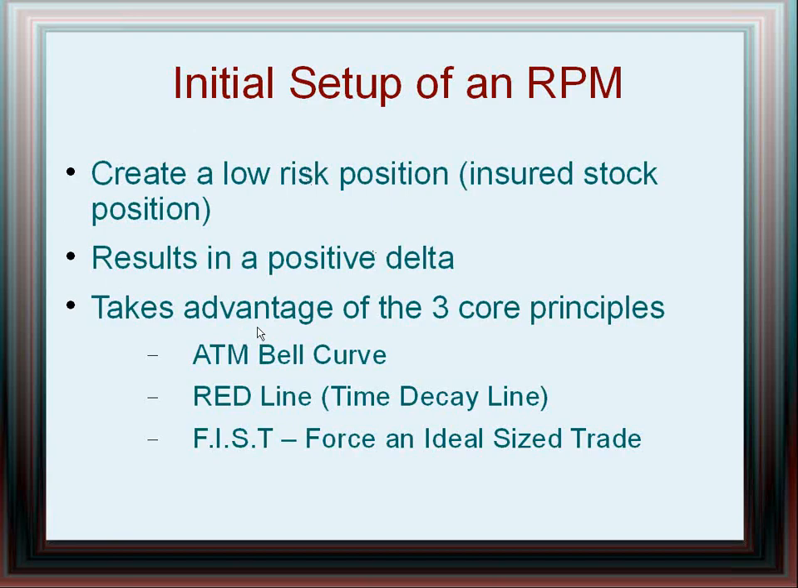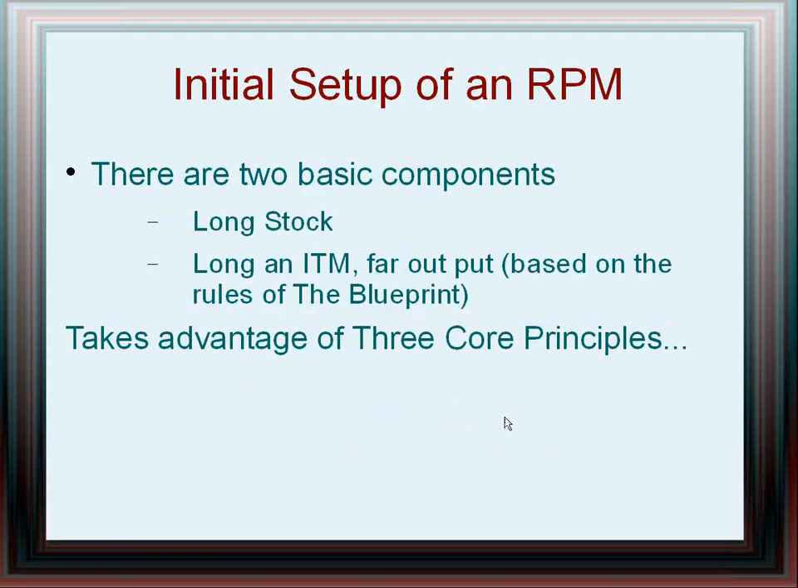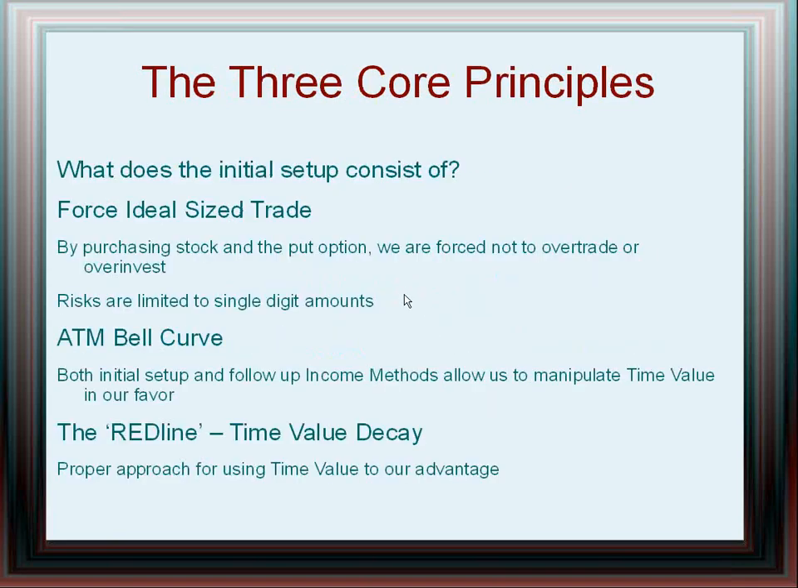I bought stock, I bought an in-the-money put this far out in time, so my stock will have a delta of 1. The put option will have a delta maybe between 0.55 and 0.75, depending on which risk I wanted to take. And the setup takes advantage of the 3 core principles: the ATM bell curve, the red line, the radioactive decay line, or the time decay line, and especially FIST, forcing an ideal size trade. Okay, we have 2 components, of course. We're long stock and we're long an in-the-money, far out in time put based on the rules in the blueprint.